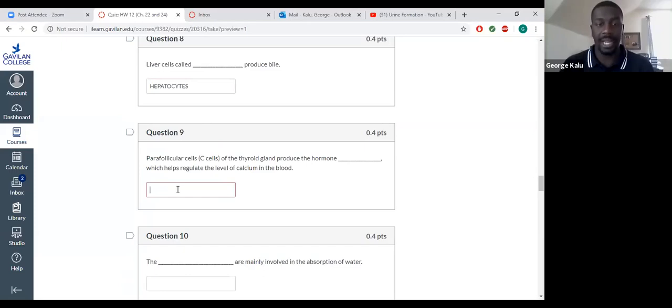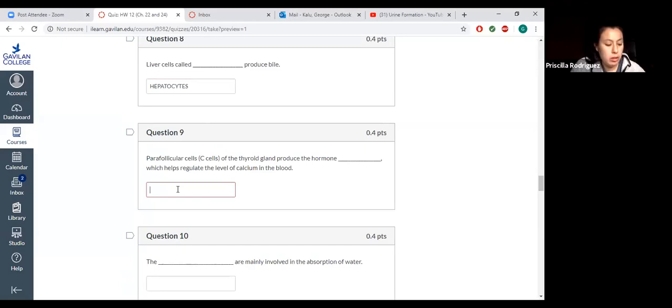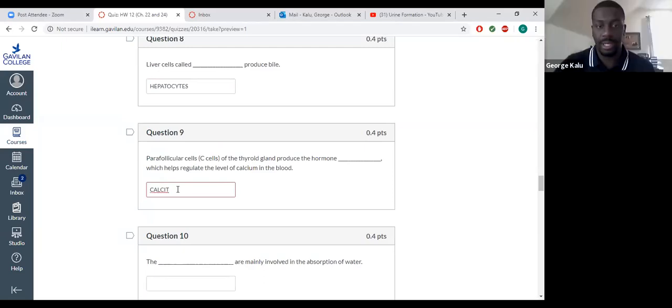Perfect. Okay, number 9. Parafollicular cells or C cells of the thyroid gland produce the hormone blank, which helps regulate the level of calcium in the blood. Which hormone? Calcitonin. Right, calcitonin. So calcitonin is going to be the hormone involved with helping to regulate calcium levels.